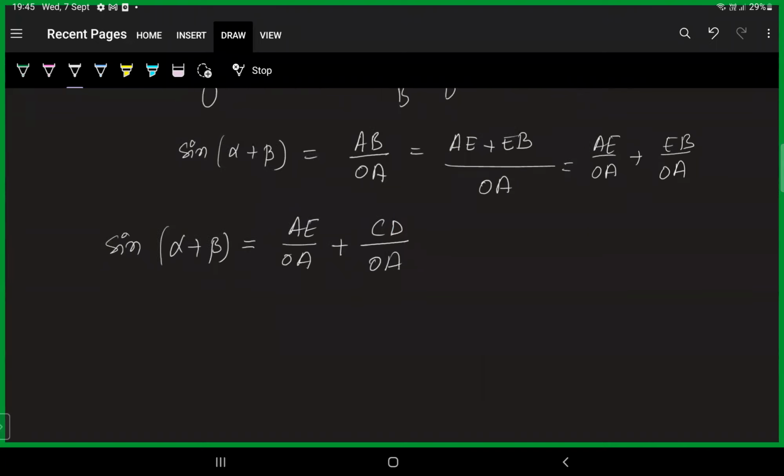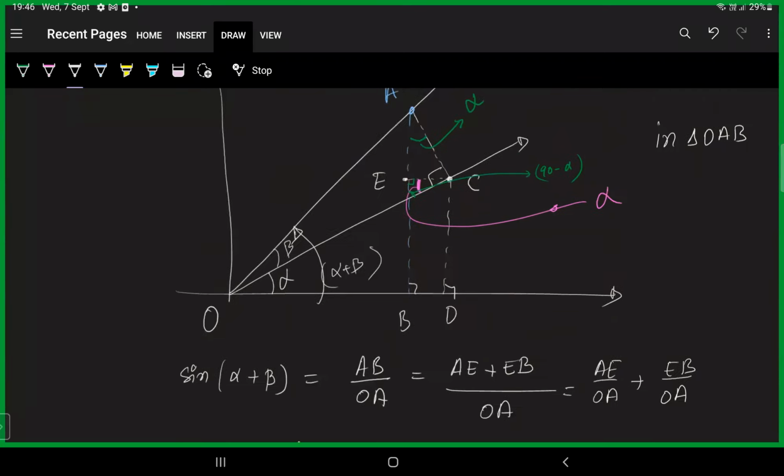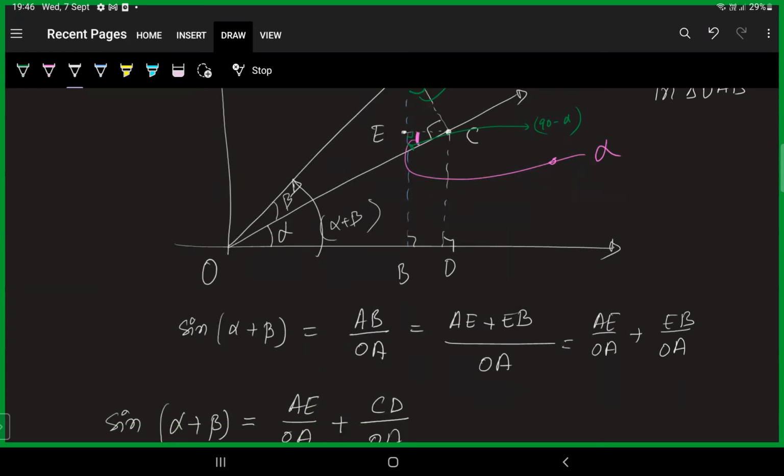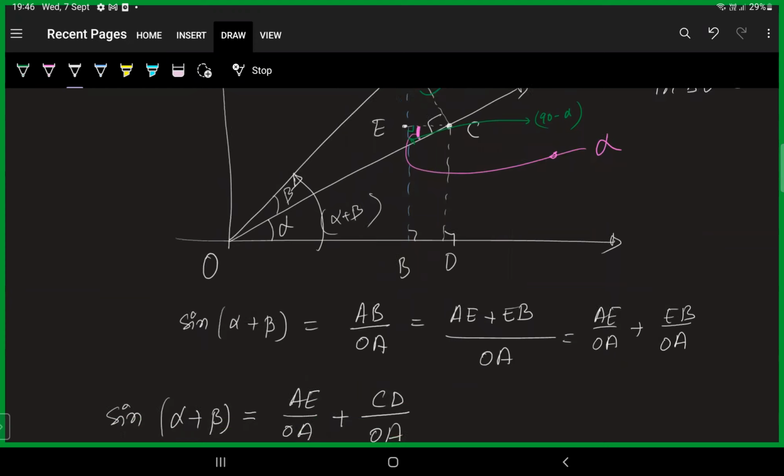Now since we need it in terms of sine alpha, cos beta, sine beta, we need to separate alpha and beta. See, we have two triangles. We have this triangle, and to take beta, because this is beta, we have triangle OCD. These are the two triangles. We have to make use of them and write in terms of sine alpha and sine beta.